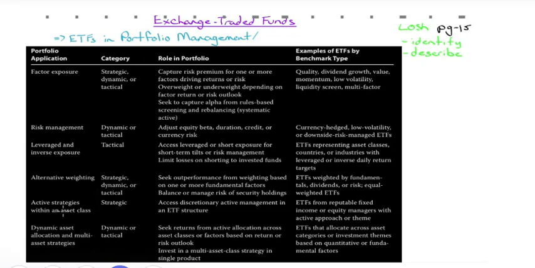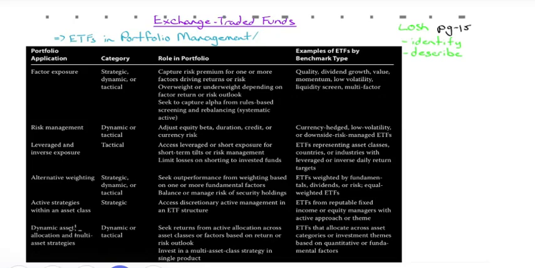Active strategies within an asset class. Most ETFs are passive. Here's the index, here's the holdings, I'm going to track this index, here's a nice cheap way for you to gain index exposure. However, there are some ETFs that do engage in active management, so you can get exposure to that.